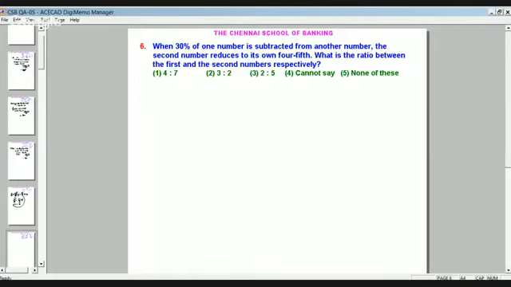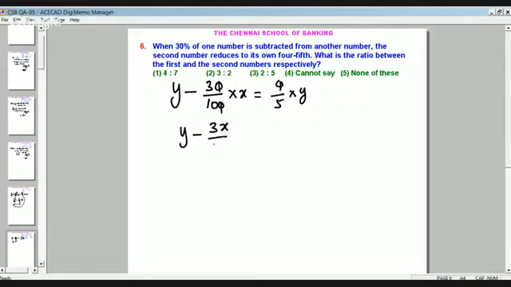So, 4/5. What is the ratio between first and second number? So, another number Y minus 30%, 30/100. One number is X equals 4/5 of its Y. 0 cancel. Y minus 3X/10 equals 4y/5. Exchange: y minus 4y/5 equals 3x/10.